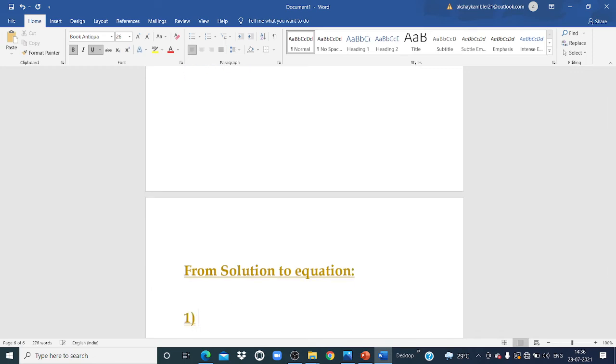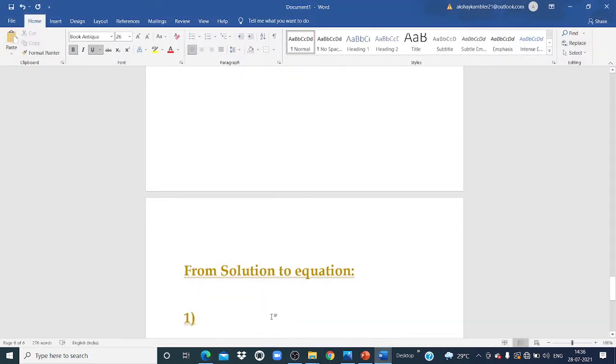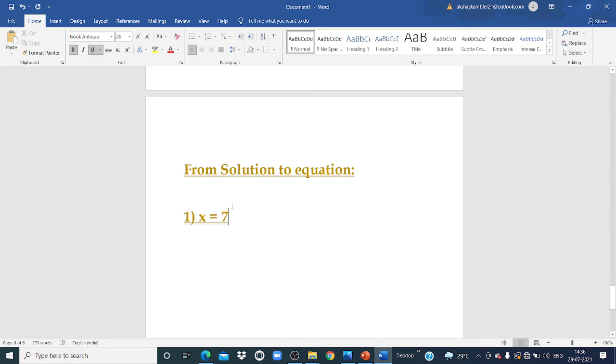Example number 1. What have they given? x is equal to 7. This is your solution. And from that solution, you have to make an equation. So how can you get the equation?